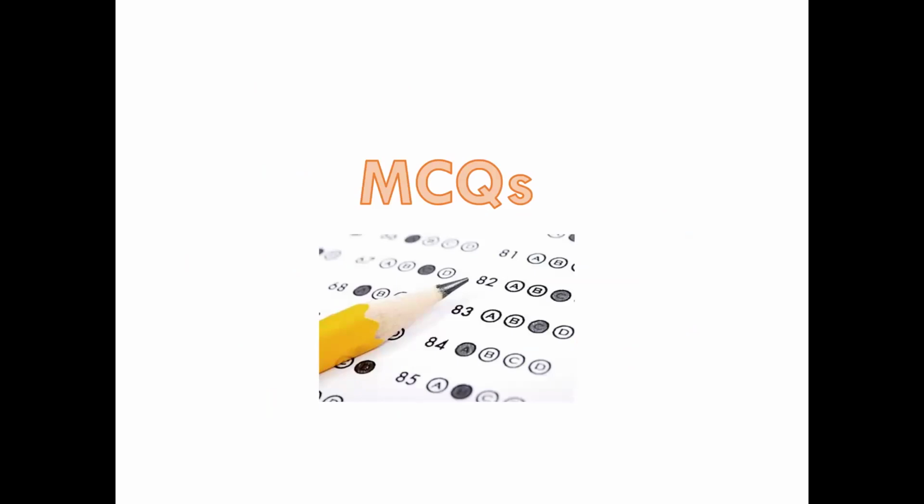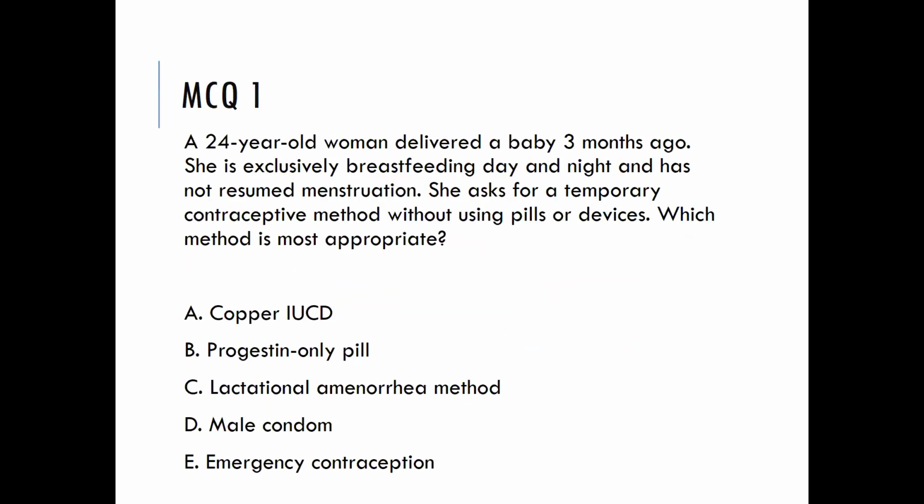So this was all about the topic. Now we come to the bits of MCQs. The first question is, a 24-year-old woman delivered a baby 3 months ago. She's exclusively breastfeeding day and night and has not resumed menstruation. She asked for a temporary method of contraception without using pills or devices. Which method is most appropriate?